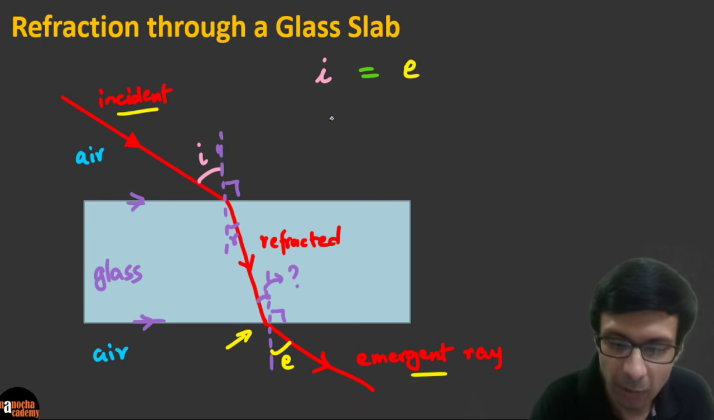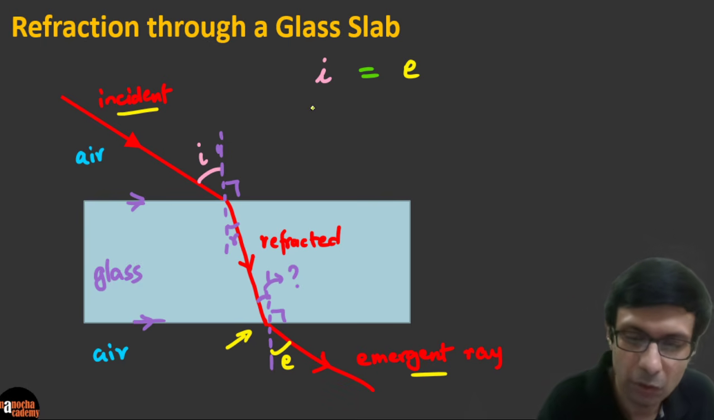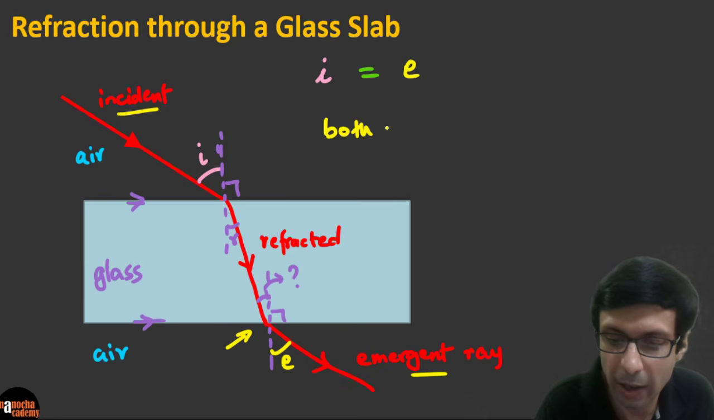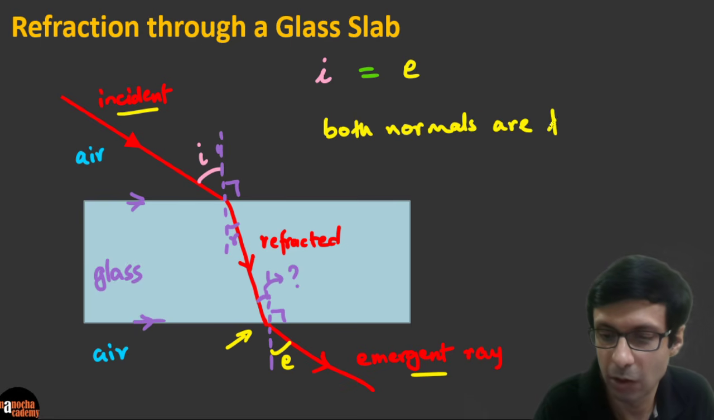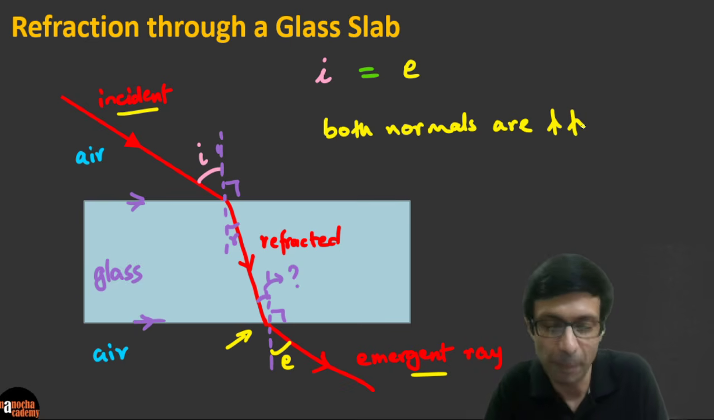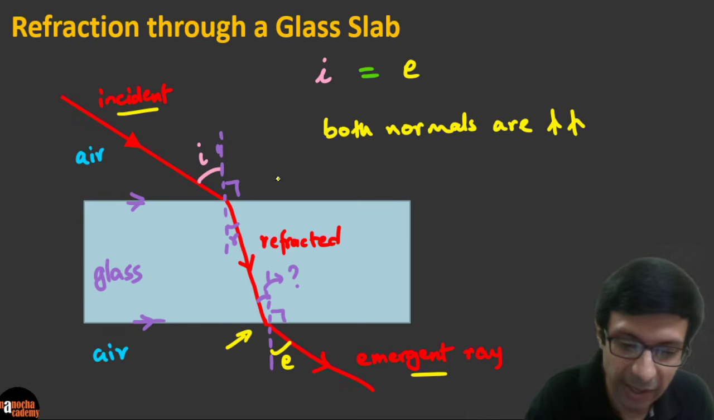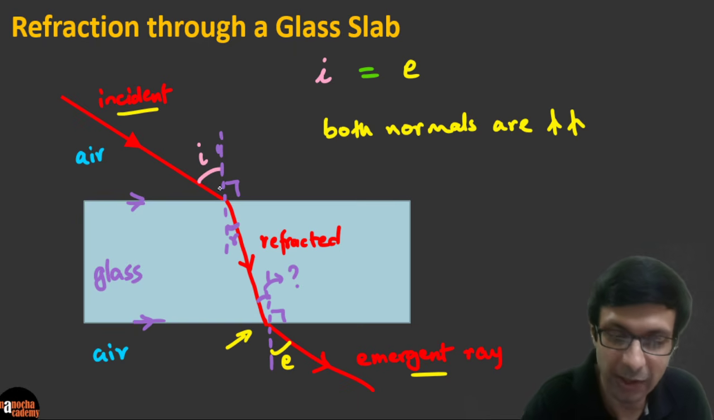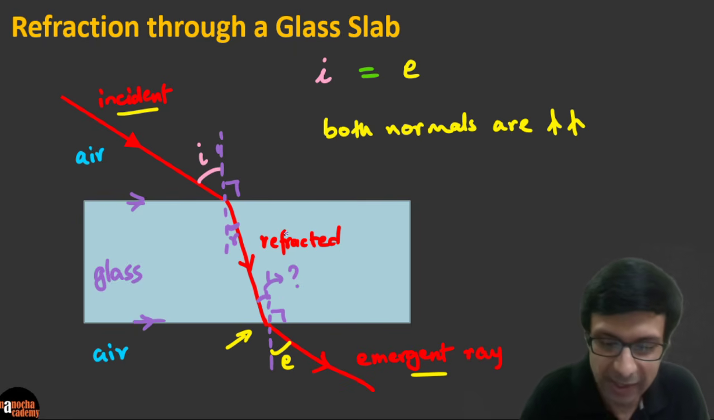So we can say both the normals in the diagram are parallel, right? So both normals are parallel. Now what can you say? If the two normals are parallel, we can apply the interior alternate angles, right? So this angle R that the refracted ray was making in the first refraction is going to be the same angle here.